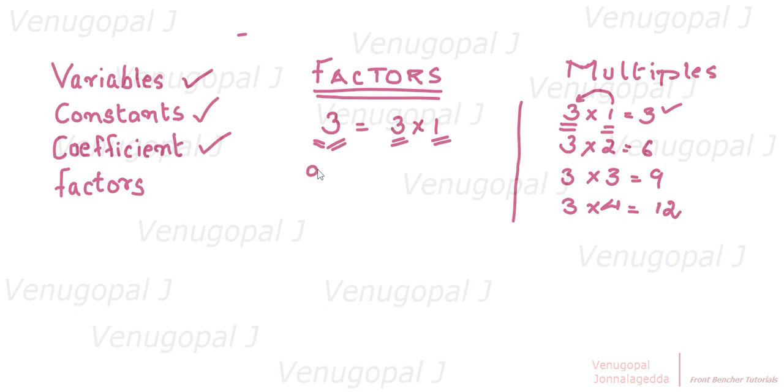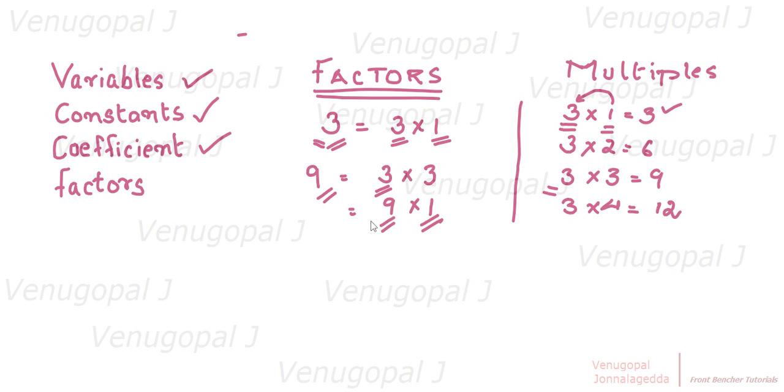Now if I say number 9, what are the factors? Look at this, number 9. Very interesting, because over here for 3 you have only 3 and 1. Now here you can either write 3 into 3, or you can also write 9 into 1. So 3 is a factor, 9 is a factor, and 1 is also a factor of 9.